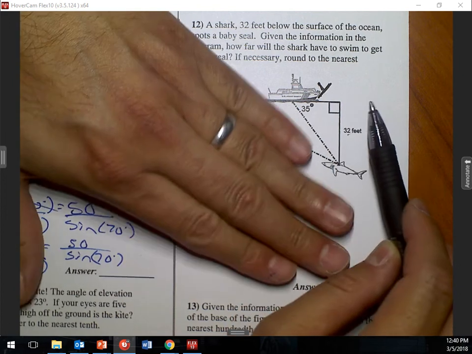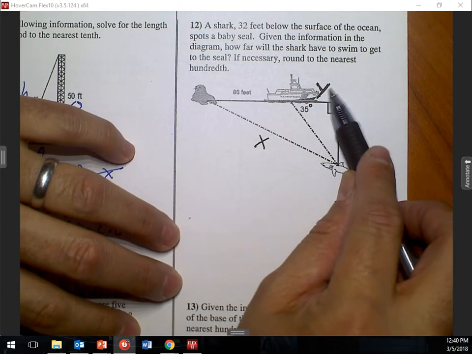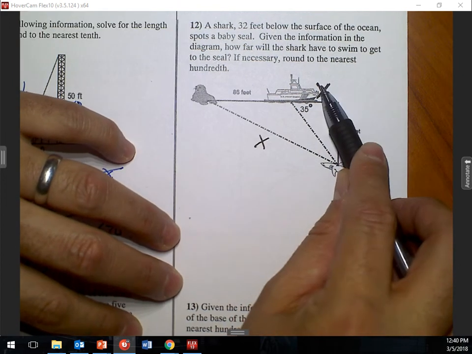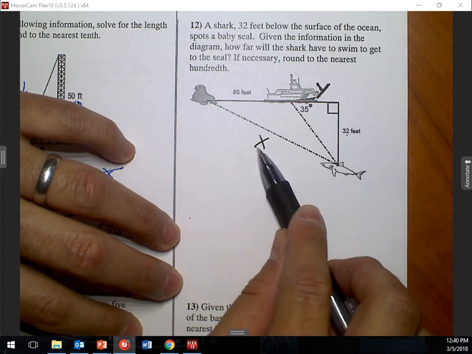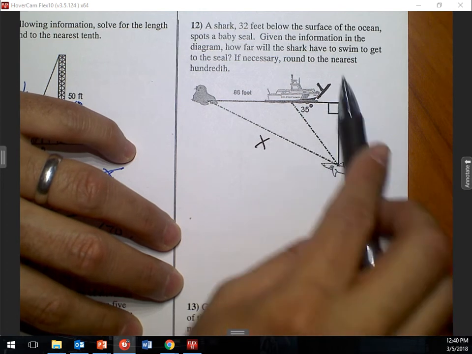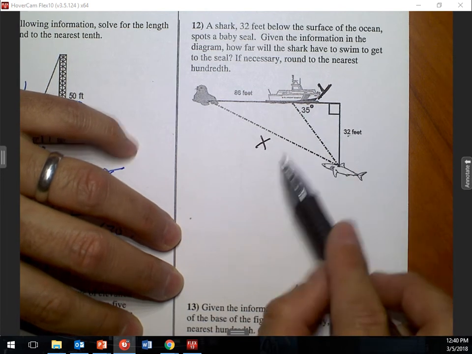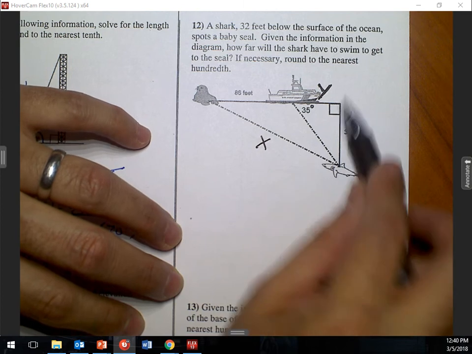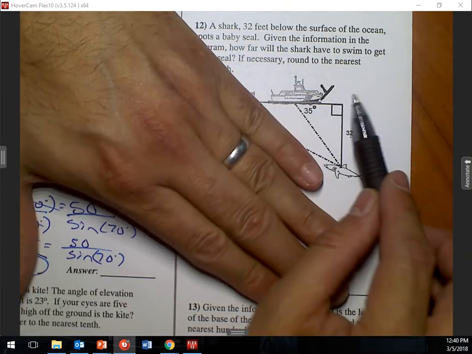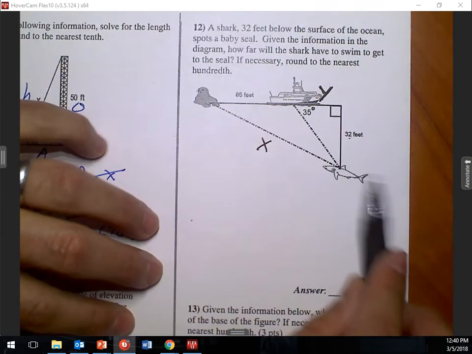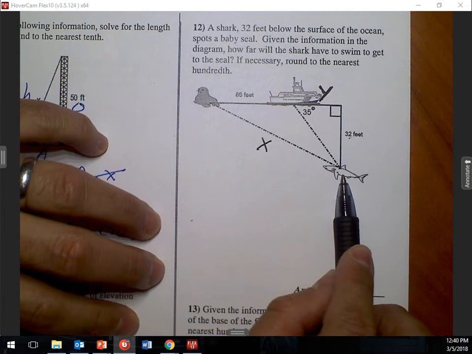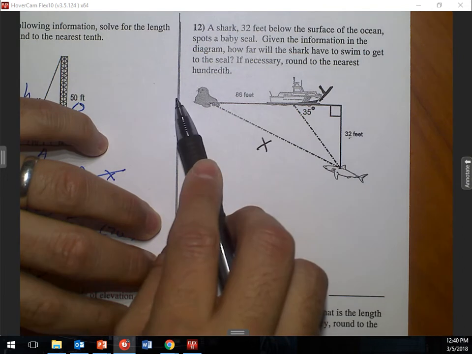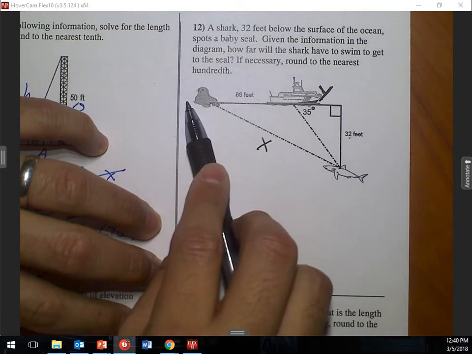So I have two different triangles. So now I put a Y value over here because I need to know that to get to this. I don't have enough information over here to actually solve this by itself. So I'm going to use only this piece right here because I'm trying to get the shark to the seal, and the seal is shark bait.